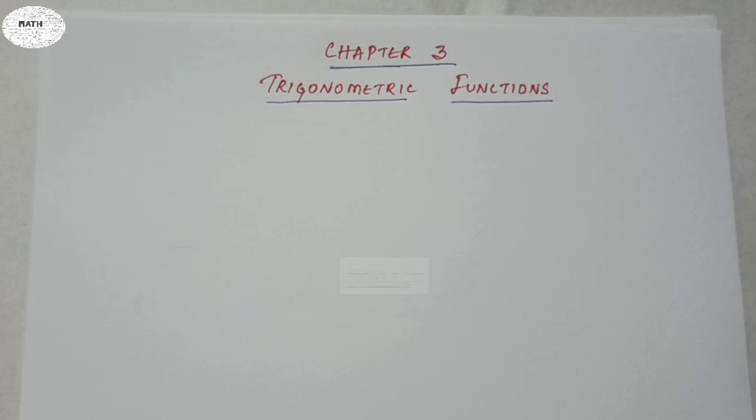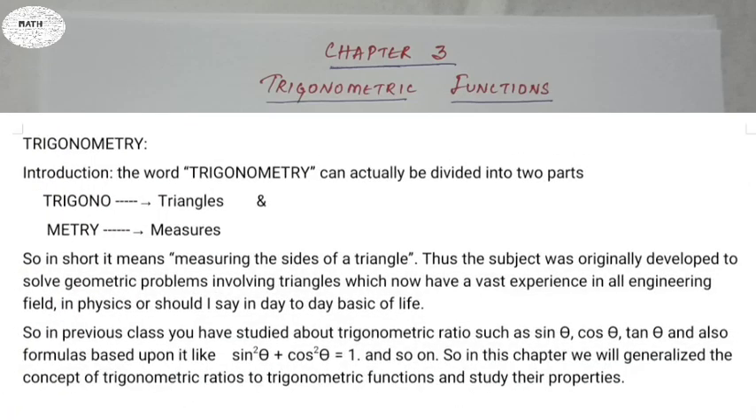A brief introduction: the word trigonometry can be divided into two parts. The first one is trigono, which means triangle, and the next one is metry, which means measure. So in short, it means measuring the sides of a triangle. Thus the subject was originally developed to solve geometrical problems involving triangles, which now have vast applications in all engineering fields, in physics, and also in our day-to-day life.